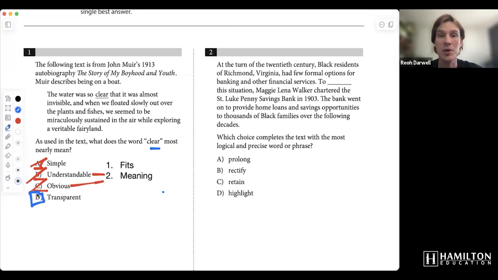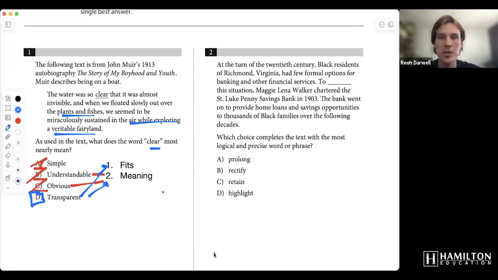Whereas transparent, you can have a clear glass, right? Meaning you can see through it. It's transparent, and it has the right meaning. We know that clear can mean transparent. And it also fits in this context, meaning we can look over everything below. So if you're working through vocab questions that are in this format, remember to always be working towards fit and meaning.